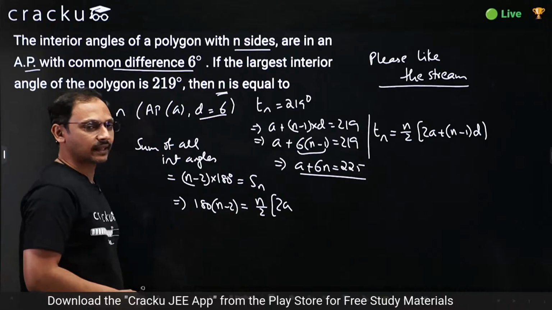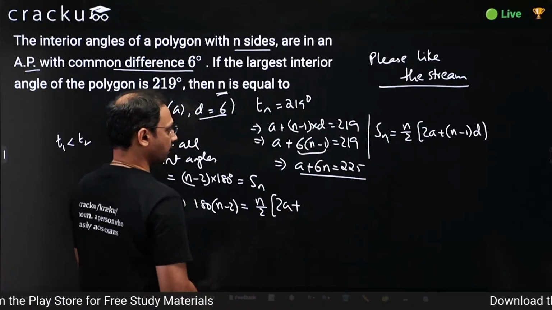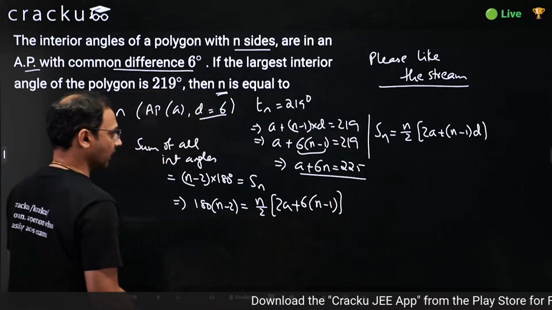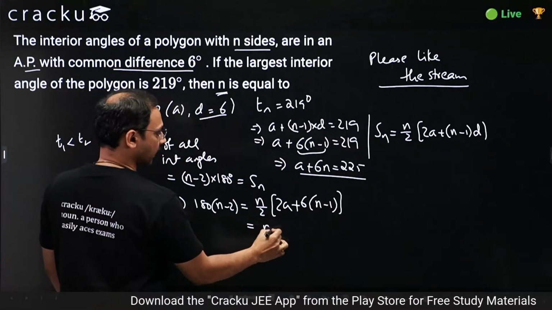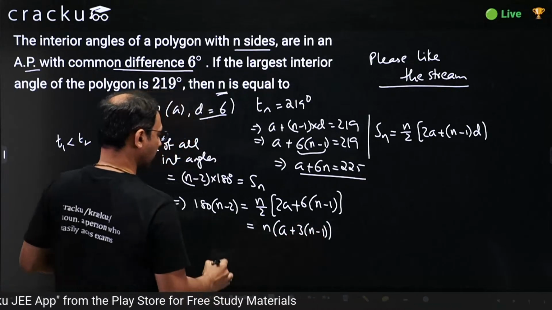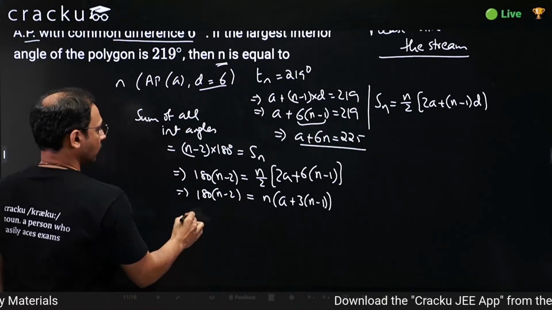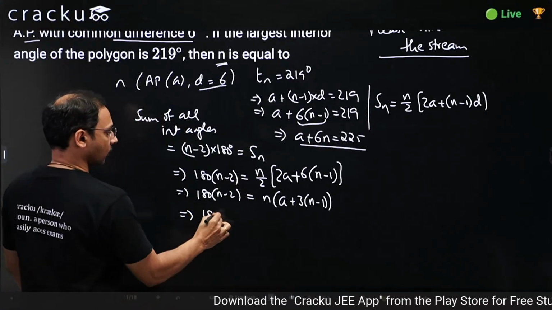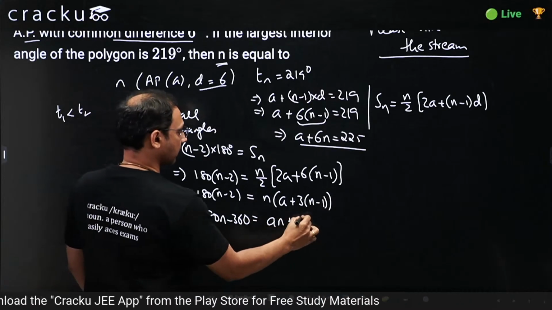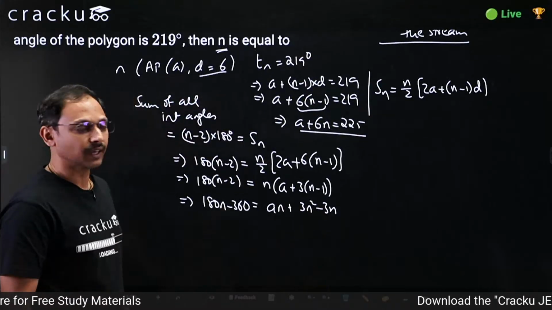So here let us use the Sn formula. So this is Sn, so this will be n by 2 into 2a plus n minus 1 into d. So this is what we will get. After cancellation of 2, we get n into a plus 3 into n minus 1. This is 180 times n minus 2. So let me see what I can do here. 180n minus 360 is equal to an plus 3n square minus 3n. Now we have another equation in a and n.